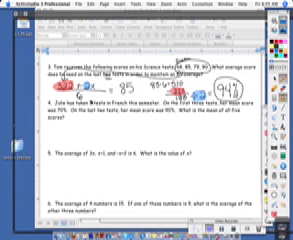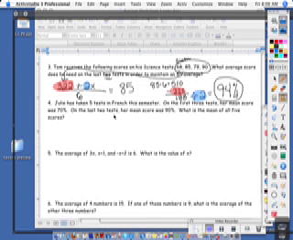Julie has taken 5 tests in French this semester. On the first 3 tests, her average score was a 70. On the last 2 tests, her average score was a 90. What is the mean of all 5 scores? You cannot add 70 and 90 and divide by 2. You got to do some multiplication, then some addition, then some division.